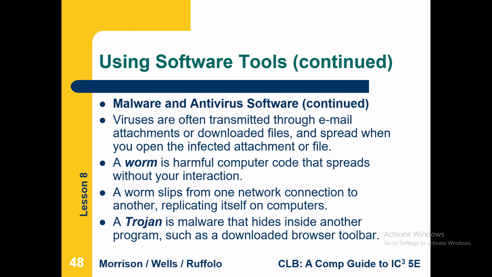Then we have the worm. Worms are harmful computer code that spreads without your interaction. There's some malicious software that requires you to do something before it attacks you. An example is the virus. But worms don't require your interaction, so they can infect your PC without your knowledge. A worm slips from one network to another. So if you don't have anti-malware or antivirus installed on your system and you go to some internet cafes or online sites, you'll be affected by some of these worms.